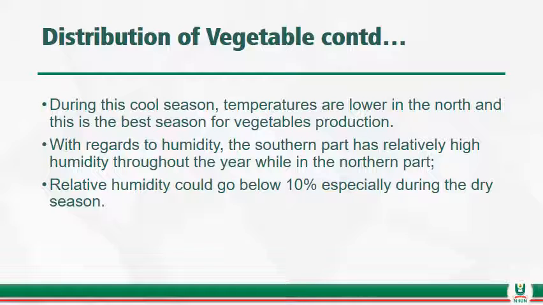So in regards to humidity, the south is usually relatively humid throughout the year, while the north is drier. So you balance this out. There are certain crops that can grow in the south. You're talking about your green vegetables, your amaranth, your celosia, cocoyam. They do better in this season.